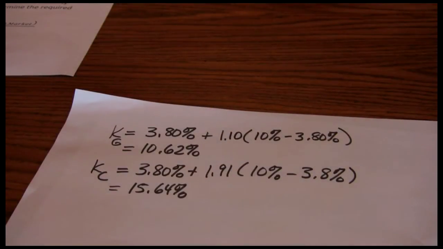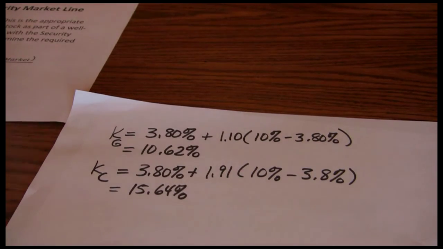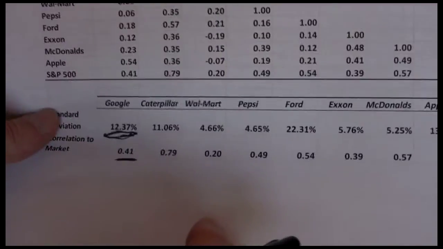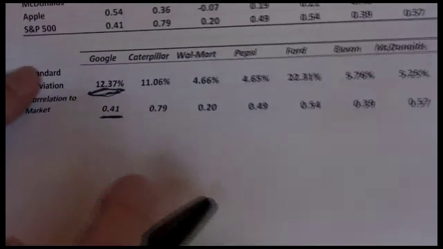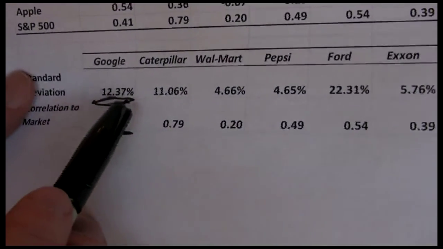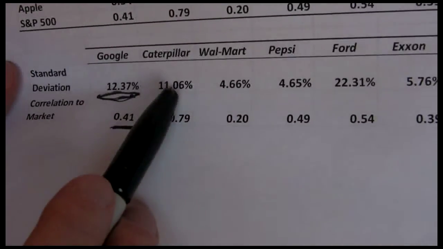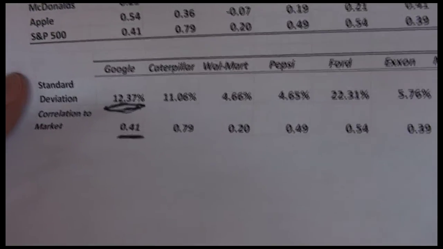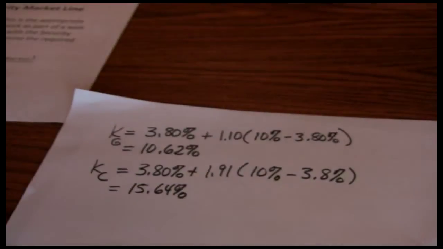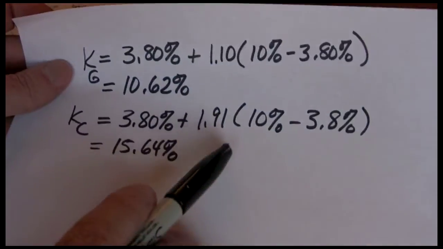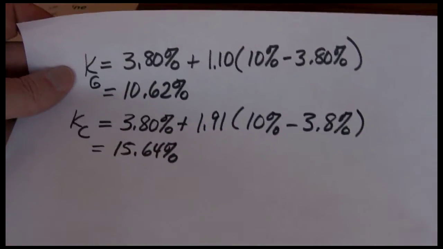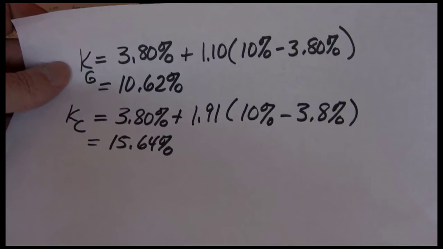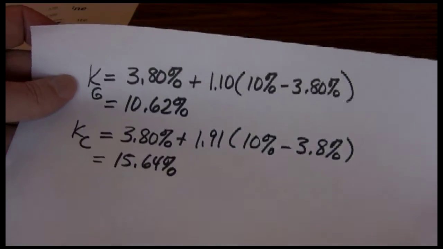Another thing to point out is that if we look at the standard deviations, we see that Google actually has a slightly higher standard deviation than Caterpillar. By itself, Google is a riskier stock. However, as part of a portfolio, Caterpillar is a lot riskier stock. So in some cases, stocks that are riskier by themselves may be less risky as part of an overall portfolio.